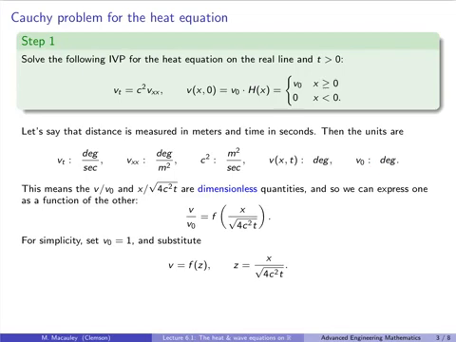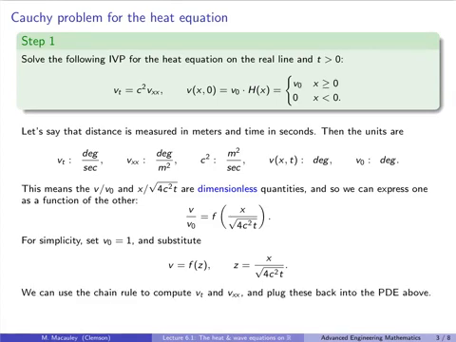So if we set this equal to 1, then what we get is this is v, which is some function f of, I'm going to call this z. So we're going to change variables, call this quantity z. So v, which remember is what we're trying to solve in the first place, is some unknown function of z, where z is x over root 4c squared t.